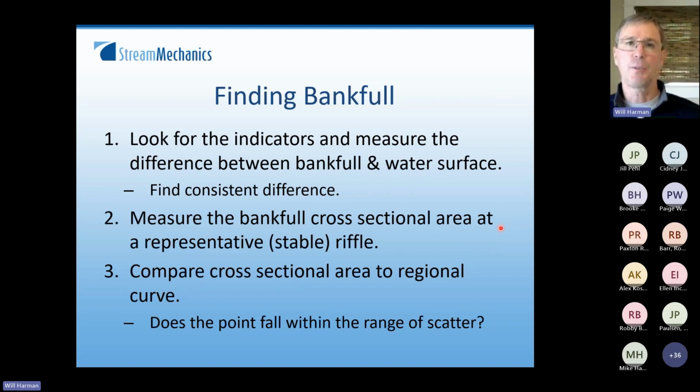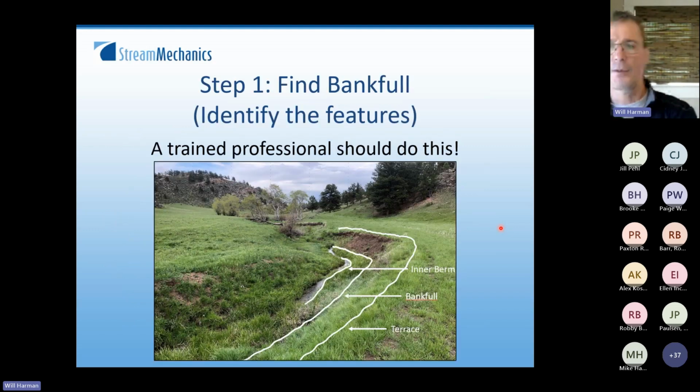So first is your Bankfull hunt. Step 1, go out into the field and find Bankfull. You want to try to identify 3 features. You may not always have all 3, but look for them. There often is an inner berm, then there's a Bankfull feature, and then there's a terrace. The terrace is the abandoned floodplain. This is obvious in systems that have naturally incised or have incised because of human impact. And again, I just want to reiterate, this really is not an activity for someone without experience.